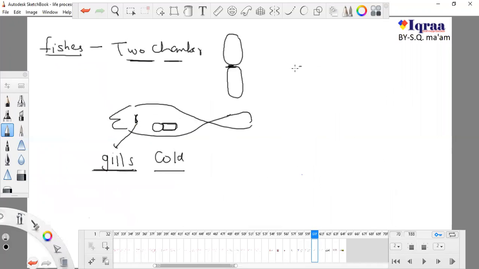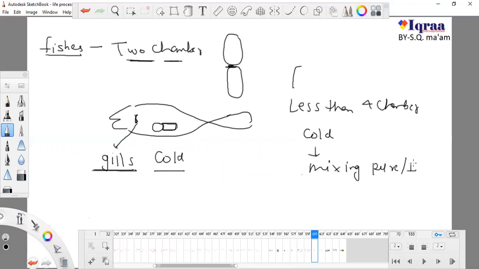So any organism which has less than four chambers, remember, less than four chambers, is considered cold blooded, because there is a mixing of pure and impure blood. That's why they do not have a sufficient amount of oxygen in their blood, and if there is no sufficient amount of oxygen in their blood, they cannot produce enough energy. So this is the concept.